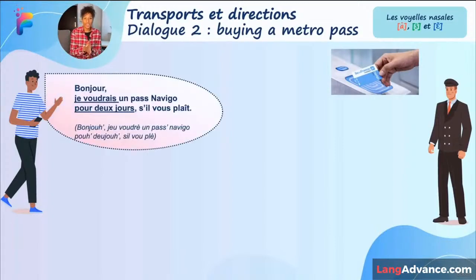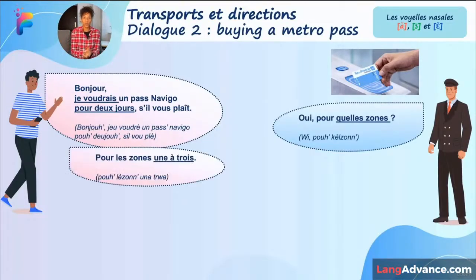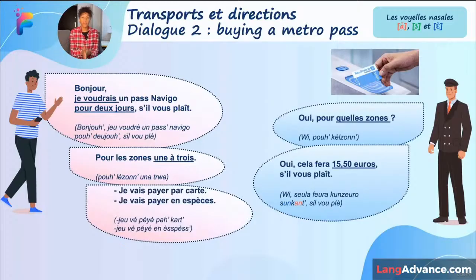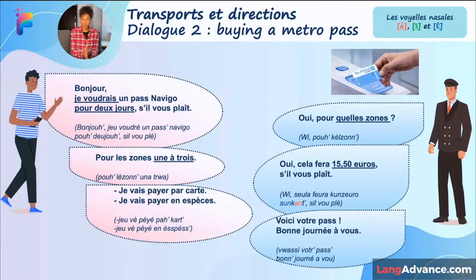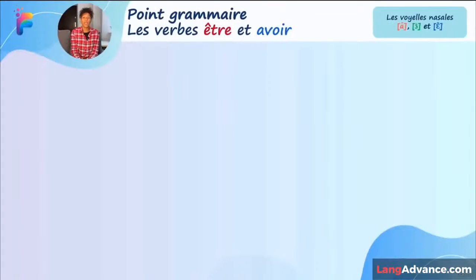Now we're going to buy a metro pass. Bonjour, je voudrais un pass Navigo pour 2 jours, s'il vous plaît. Oui. Pour quelle zone? Pour les zones 1 à 3. Oui, cela fera 15,50 €, s'il vous plaît. Je vais payer par carte. Je vais payer en espèces. Voici votre passe. Bonne journée à vous. Merci. À vous aussi.